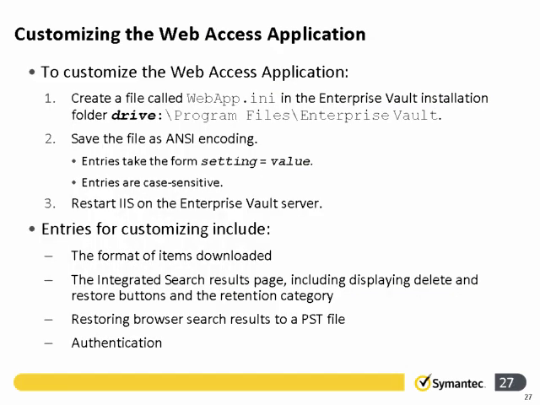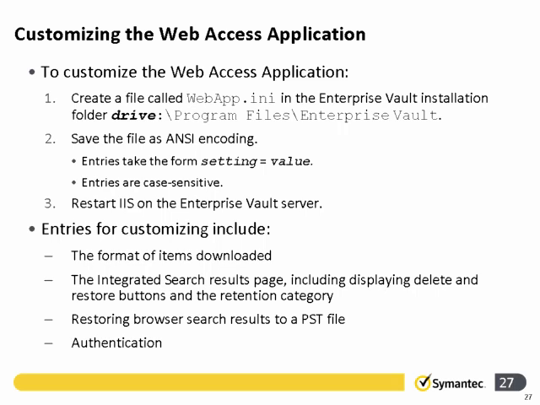Next, you can also do additional customization of the web interface by creating a file named webapp.ini and saving that file to the Enterprise Vault installation directory, the Enterprise Vault root directory. There are a couple of things to note. You need to save it as an ANSI encoded file. The entries take the form of a setting, then an equal sign, and then a value. We'll see some examples of this webapp.ini file in just a moment. The entries are case sensitive.